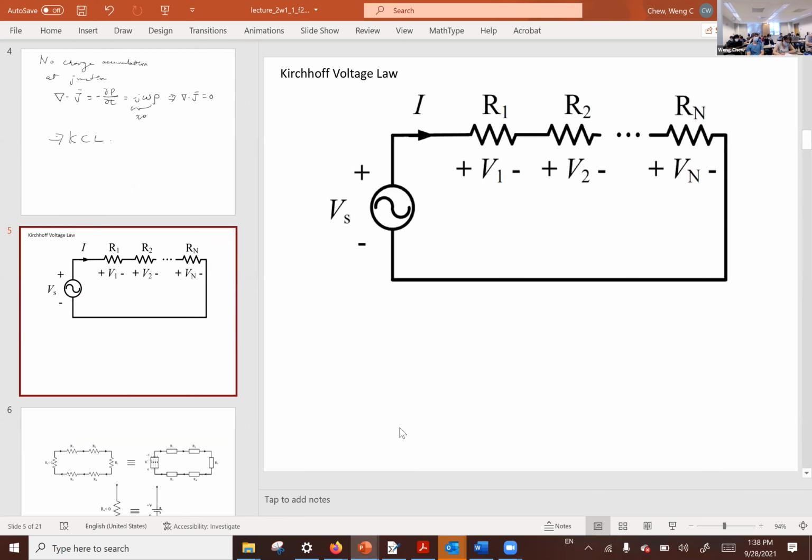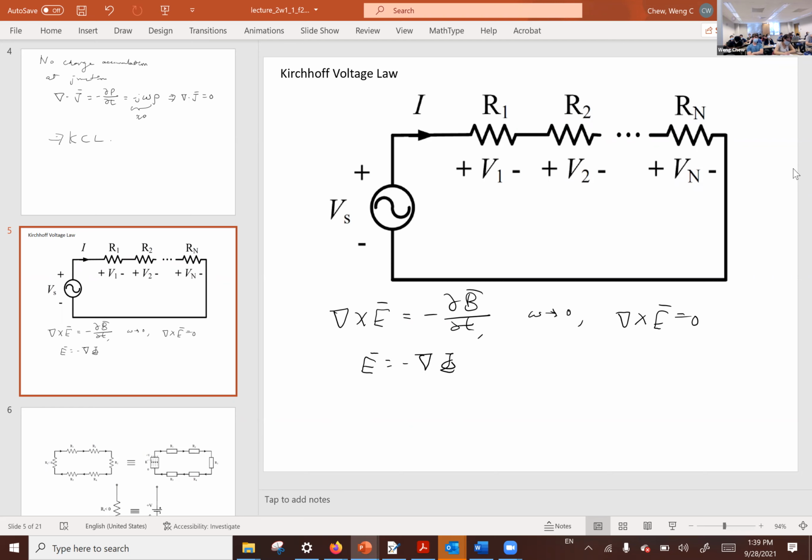And then we have Kirchhoff Voltage Law. How does this come about? Well, you can say that Kirchhoff Voltage Law comes about from Faraday's law. When the frequency tends to 0, or if we go to the static limit, then curl of E equal to 0. And because curl of E equal to 0, we can define E to be the gradient of a potential by using potential theory.